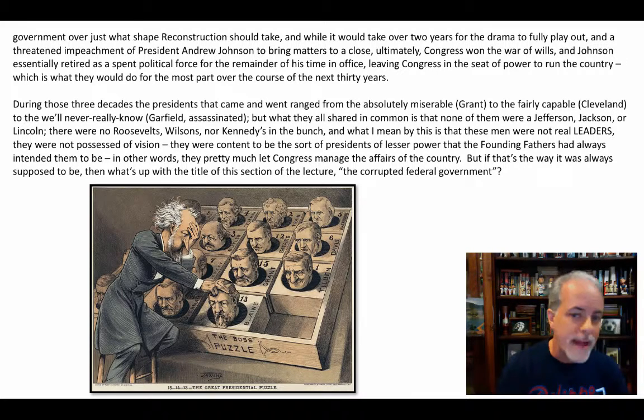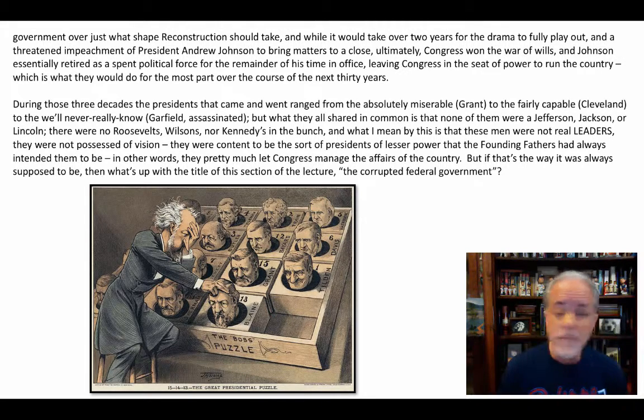the presidents that came and went ranged from the absolutely miserable Grant to the fairly capable Grover Cleveland to the, we'll never really know, Garfield, who was assassinated very quickly into his presidency. But what they all shared in common is that none of them were a Jefferson, Jackson, or Lincoln. There were no Roosevelts, Wilsons, nor Kennedys in the bunch. And what I mean by this is that these men were not real leaders. They were not possessed of vision. They were content to be the sort of presidents of lesser power that the Founding Fathers had always intended them to be. In other words, they pretty much let Congress manage the affairs of the country.